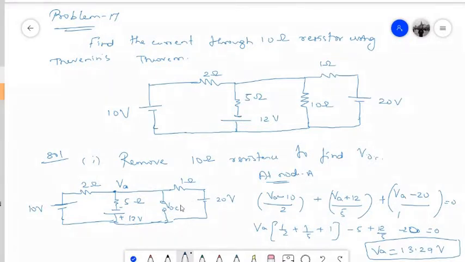So ultimately I have found this terminal voltage, that is VOC, that is 13.29 volt, because once I remove this particular resistance, if you see here, the voltage at this point of the circuit and this point of the circuit will be same, and that will be nothing but the voltage at this node A, which I have found out using nodal analysis technique.